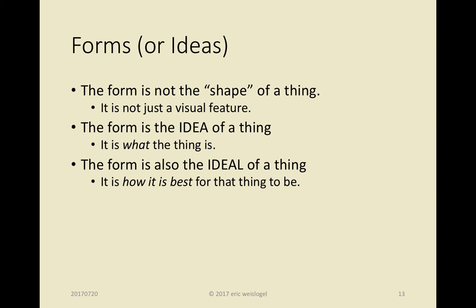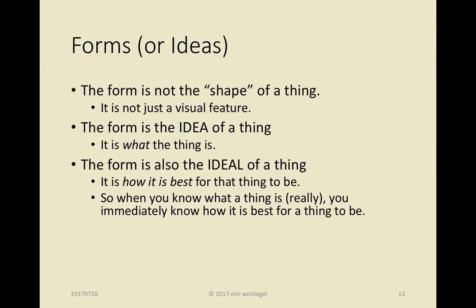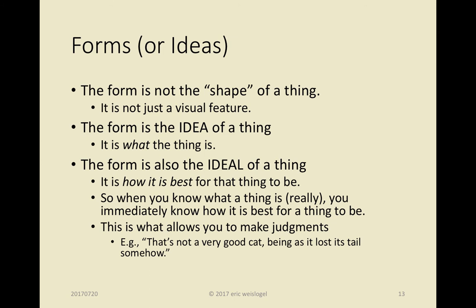So what Plato is arguing here is that when we know what a thing is really, not when we're confused about it or still in ignorance about it, but if we truly knew what a thing is really, we would immediately know how it is best for a thing to be. And that's what allows us to make judgments. You see a car, you know right away, that's a car, that's a great car, that's not a good car. You can make those judgments because you have the idea or the form of the thing within you. You know it. For Plato, the most real thing is the form. Not this or that cat, but catness.